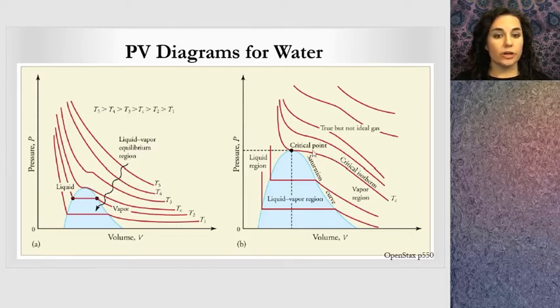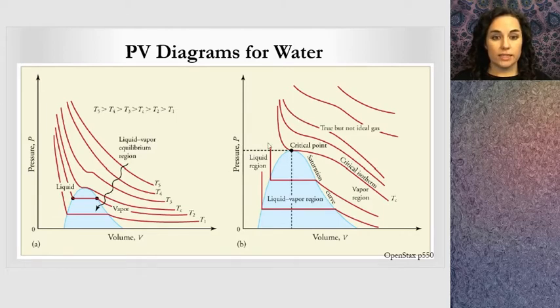On this graph over here, you can see the critical point again. Remember, the critical point is the temperature above which any other temperature there will be a gas, okay? Above that temperature, it's only a gas. Below that temperature, we can see that it will take on liquid and vapor as well.